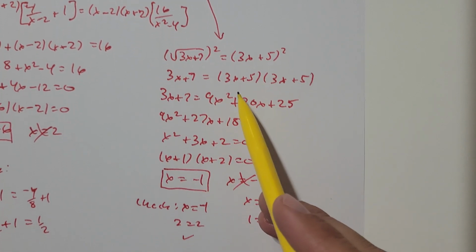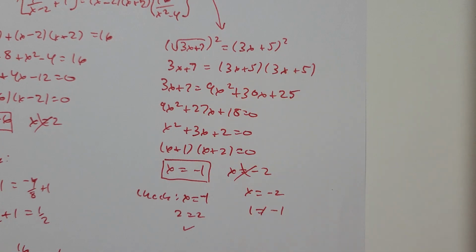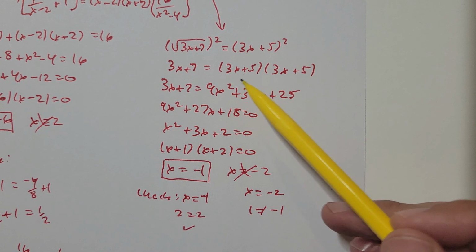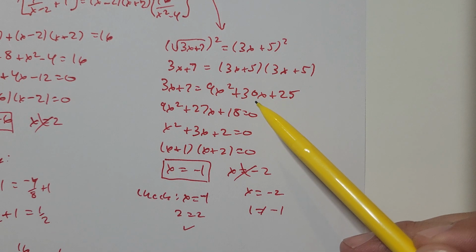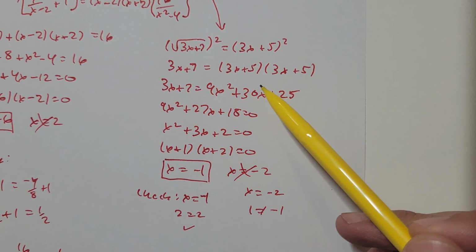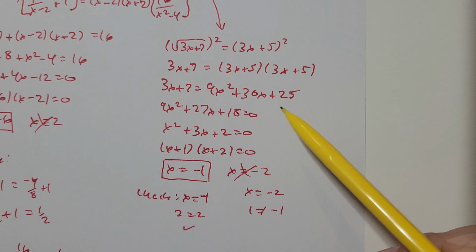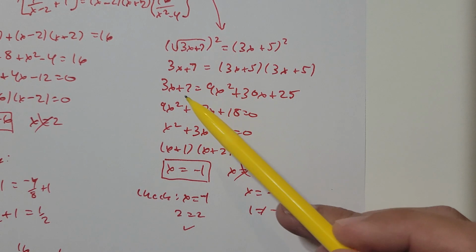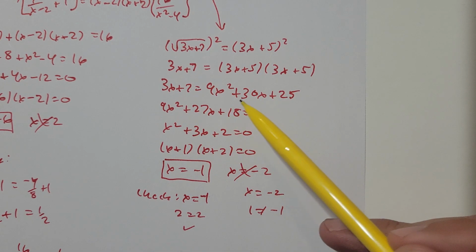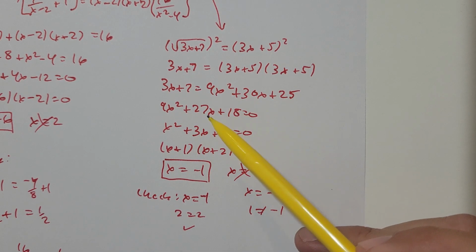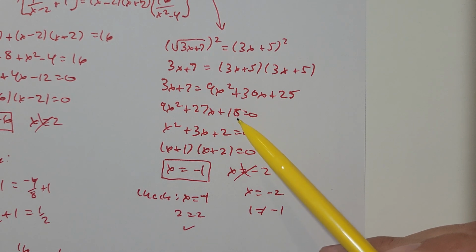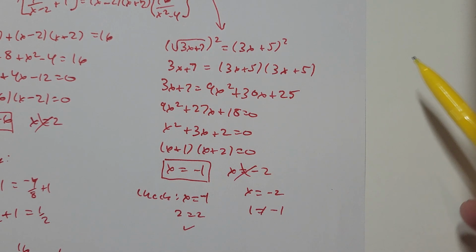And if I FOIL out the right side, I have 9x squared, 15x and 15x is 30x, plus 25. Okay, and let's get everything onto the right. So if we subtract 3x and subtract 7, we got 9x squared. 30x minus 3x is 27x. And then 25 minus 7 is 18. That's all equal to 0.